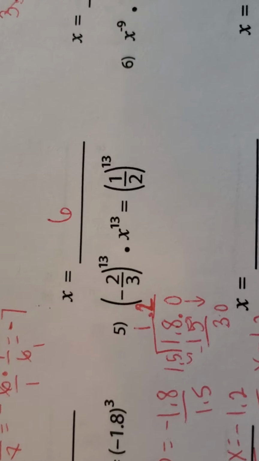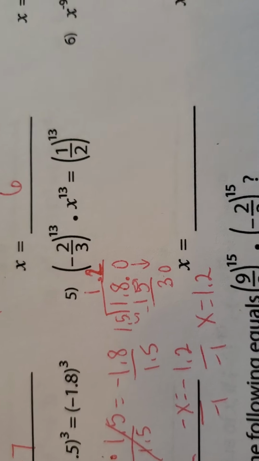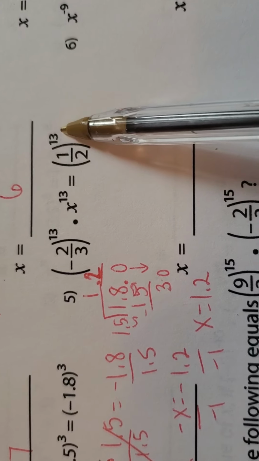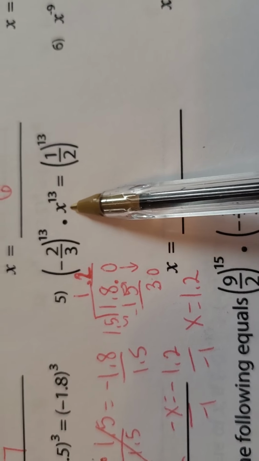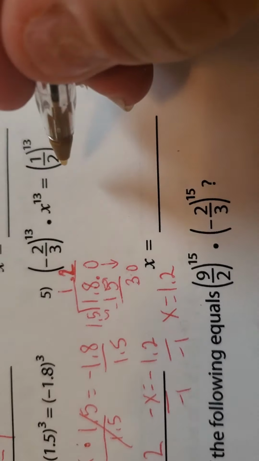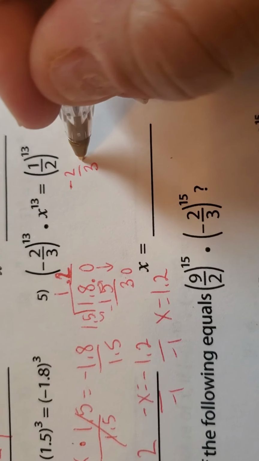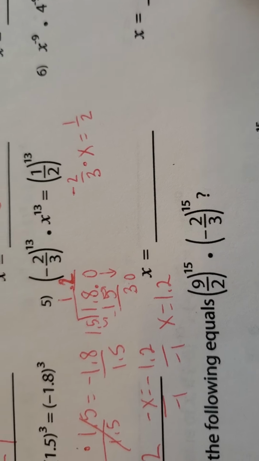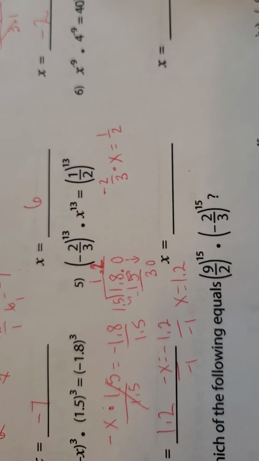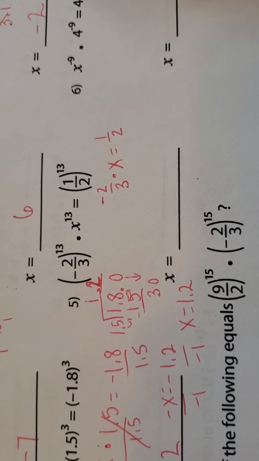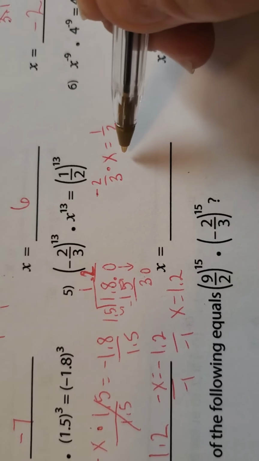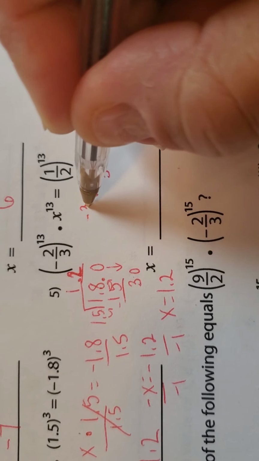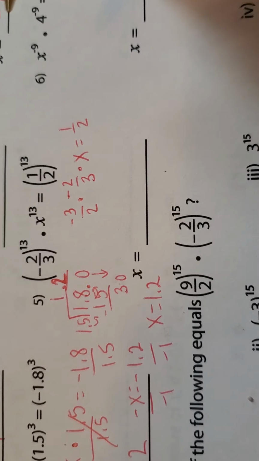All right, question number 5. We have negative 2/3 to the 13th, x to the 13th equals 1/2 to the 13th. So we need to figure out what's going to go in for x. So I have negative 2/3 times x equals 1/2. So this is very similar to question number 1 in this section, where because I'm going to divide by a fraction, I'm going to go ahead and multiply by its reciprocal. So I'm going to multiply by negative 3/2.